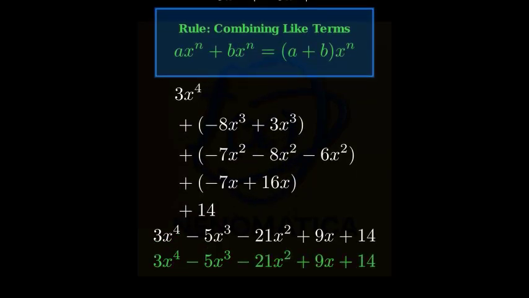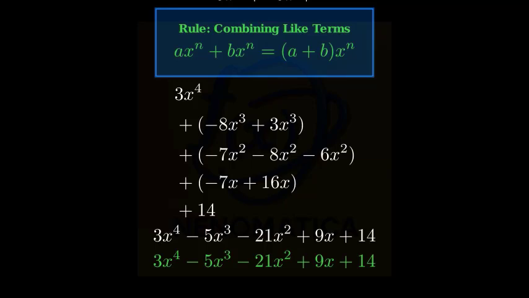The coefficient of x to the fourth is 3. For x cubed, we have negative 8 plus 3, which is negative 5. For x squared, we have negative 7 minus 8 minus 6, which is negative 21. For the x term, we have negative 7 plus 16, which is 9. And our constant term is 14.